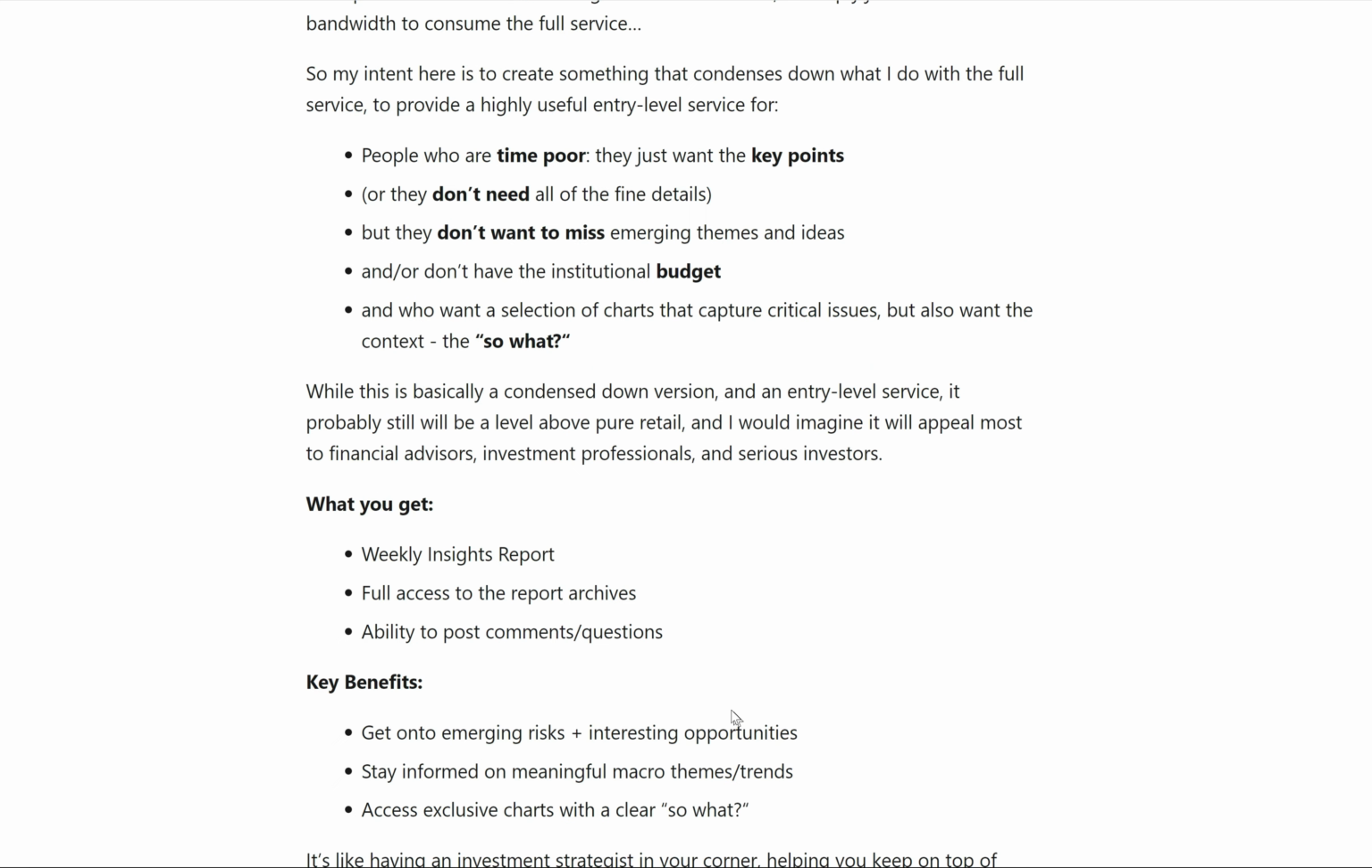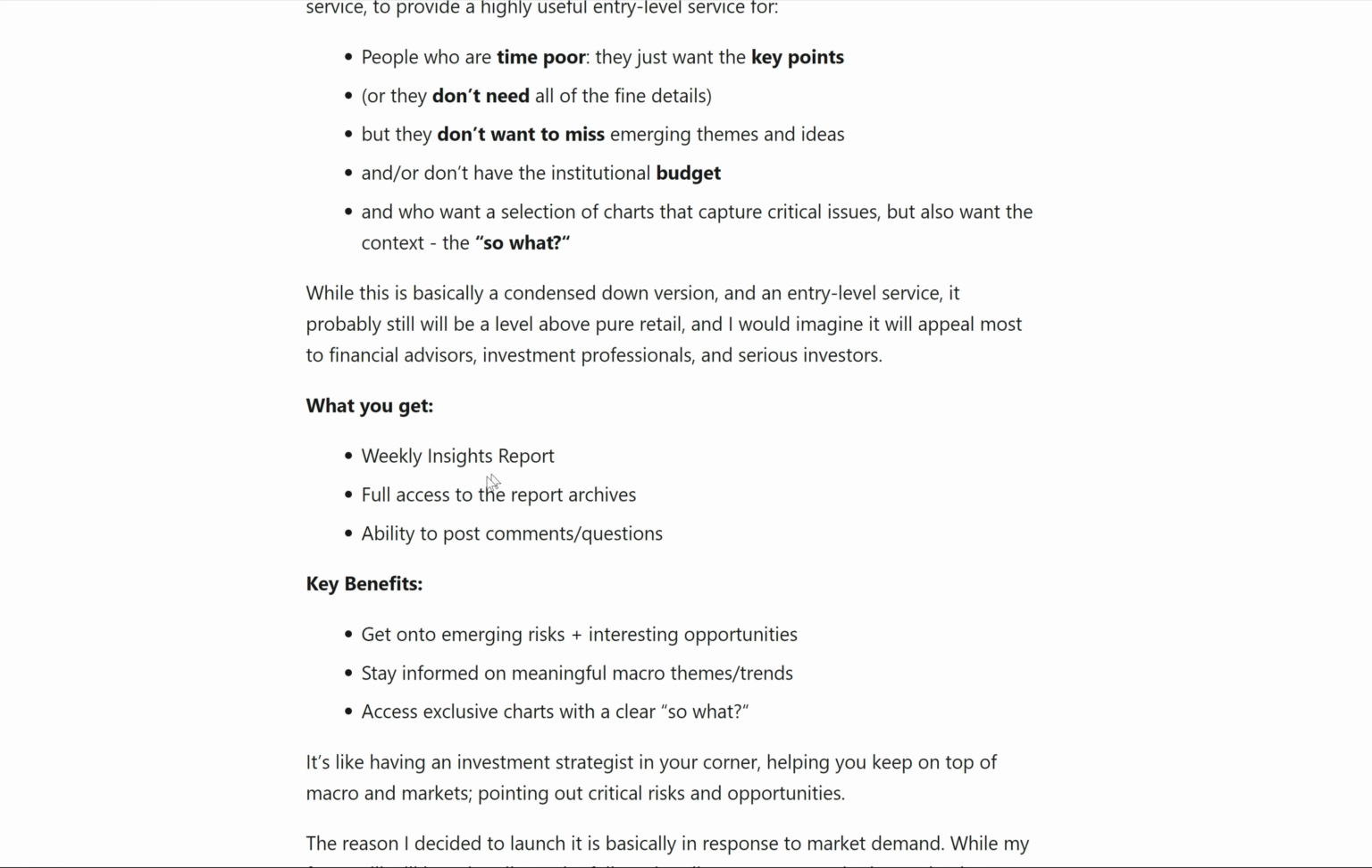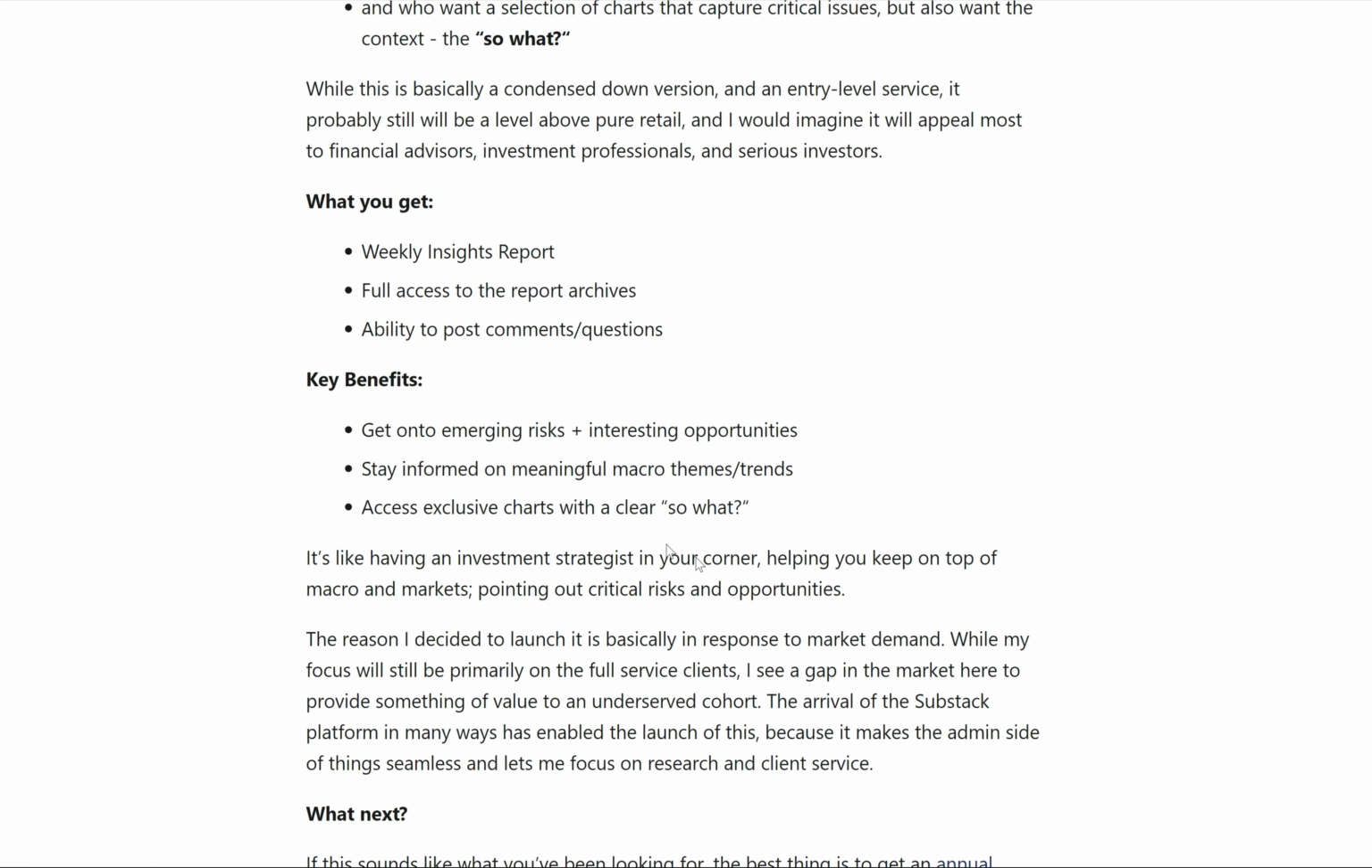So yeah, what you get from it, you get the Weekly Insights Report, which we just showed you. You also get full access to the report archives, so all the previous editions of that. You get the ability to post comments and questions, which could be quite useful. And so, why? What's all the benefit of that? Well, you get onto some very interesting emerging risks and opportunities. So, tackling both sides of the equation there.